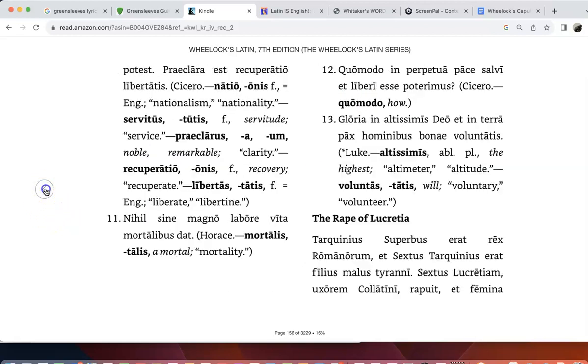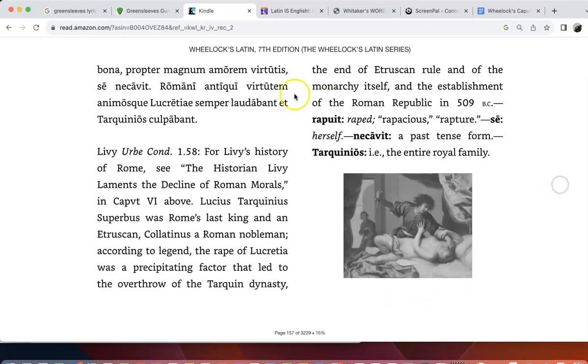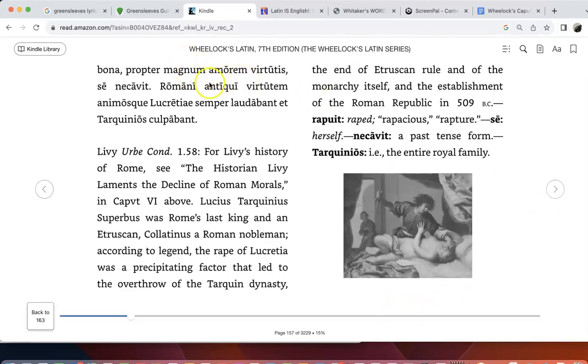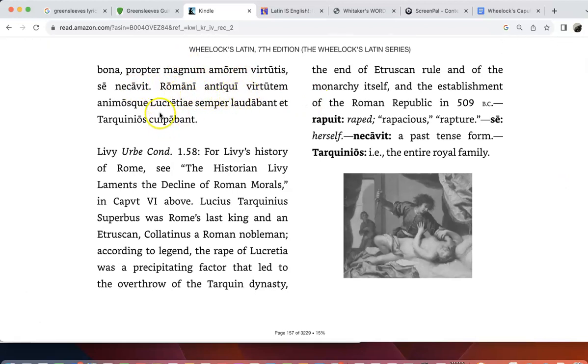So let's take a look at this here. Tarquinius Superbus rex Romanorum erat. Sextus Tarquinius erat filius mali tyranni. Sextus Lucretiam, uxorem Collatini, rapuit et femina bona, propter magnum amorem virtutis, se necavit. Romani antiqui virtutem animosque Lucretiae semper laudabant et Tarquinios culpabant.